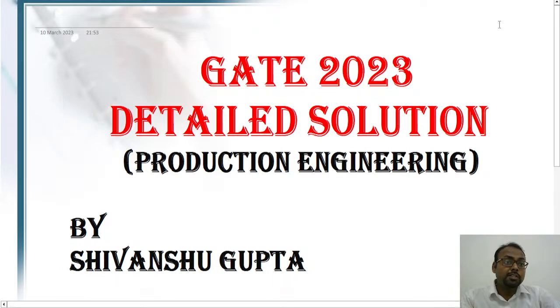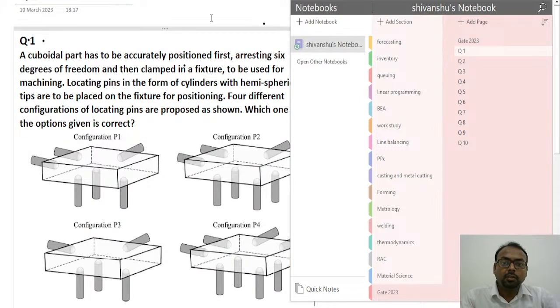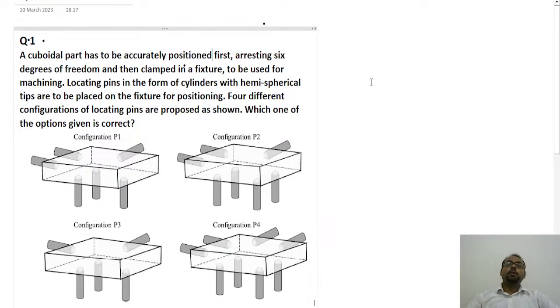If we discuss production engineering, this year in the GATE exam, a total of 10 questions have been asked, and the weightage of all these 10 questions was a total of 17 marks. That is why this becomes one of the very important subjects from the GATE point of view, and that is why we are covering the solutions of this subject first.